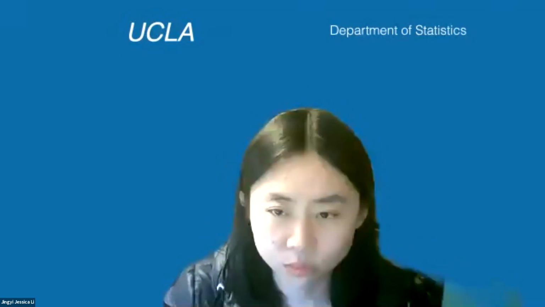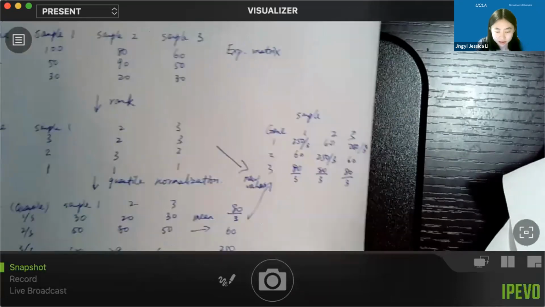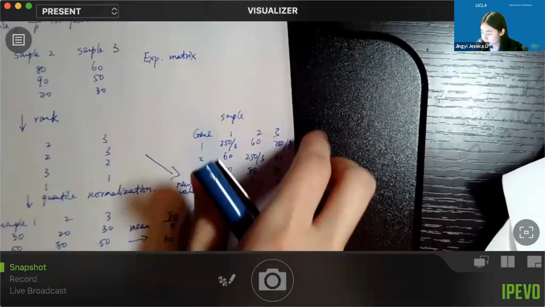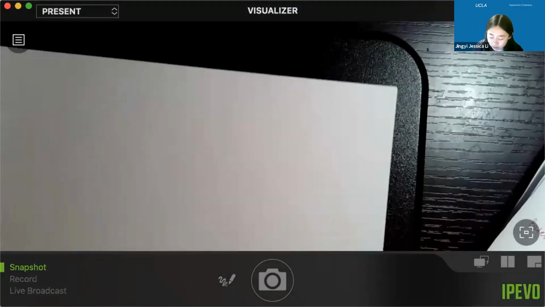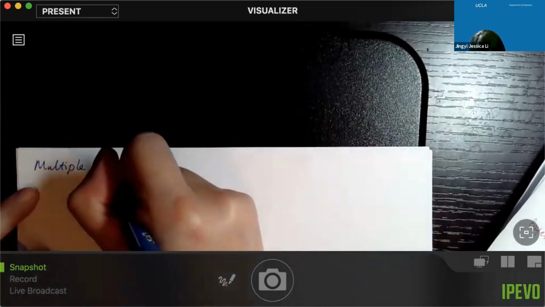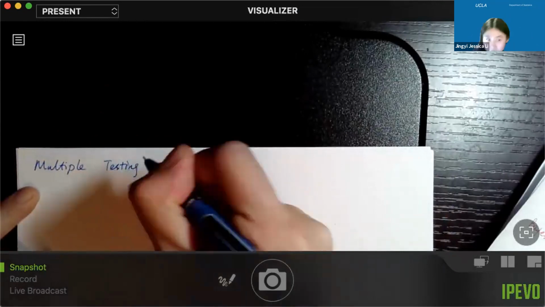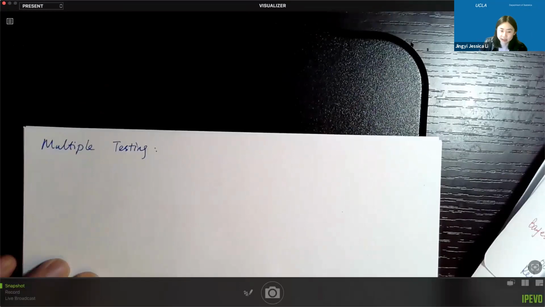Okay, so let's continue with our course. That's all I want to say for normalization for now. And our next topic is multiple testing correction. So we're going to bring it up here. Multiple testing is a very important thing to consider when you do high throughput biological data analysis. I'm still going to use the context of differentially expressed gene analysis as the example.